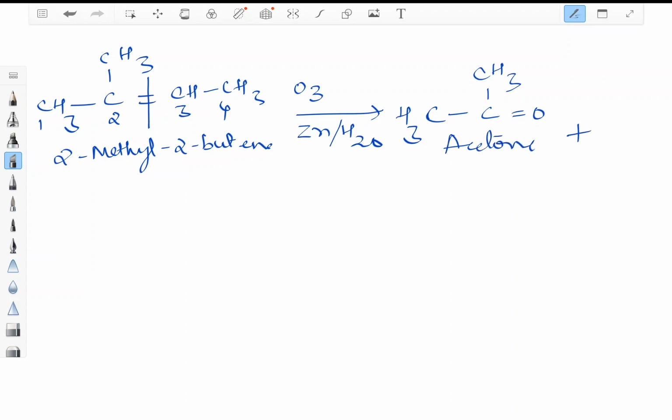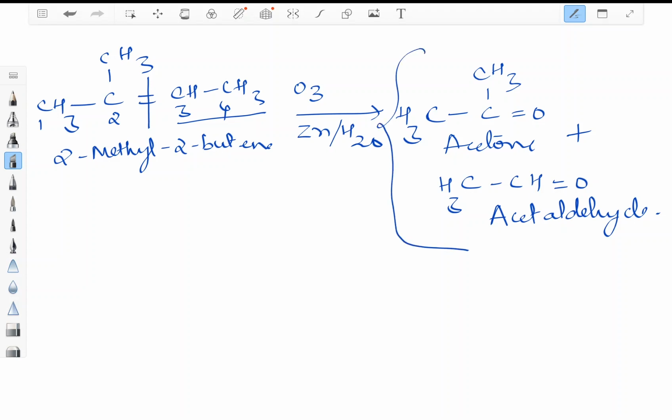plus CH3CH double bond O. This is acetaldehyde. This is the reaction for 2-methyl-2-butene, which gives acetone and acetaldehyde. I have already told you that the product formed can actually be helpful. That carbonyl compound formed can actually help us in knowing the structure of the alkene.